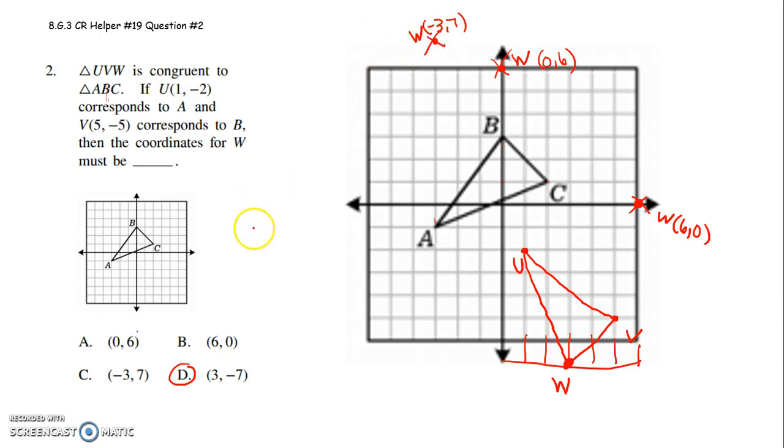So if you're struggling with what point to plot to make the triangles congruent, exact same size, exact same shape, what I would suggest is you plot all of the guesses that they give you, and you'll come up with the one that has to work. I hope that helps.